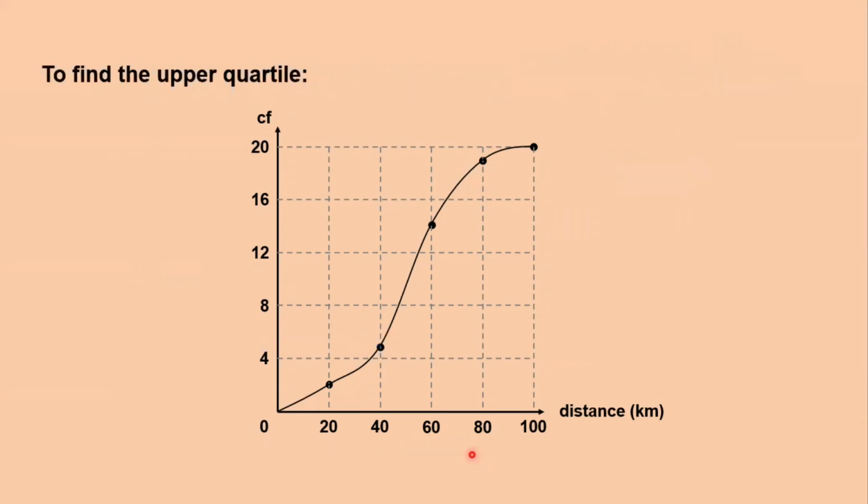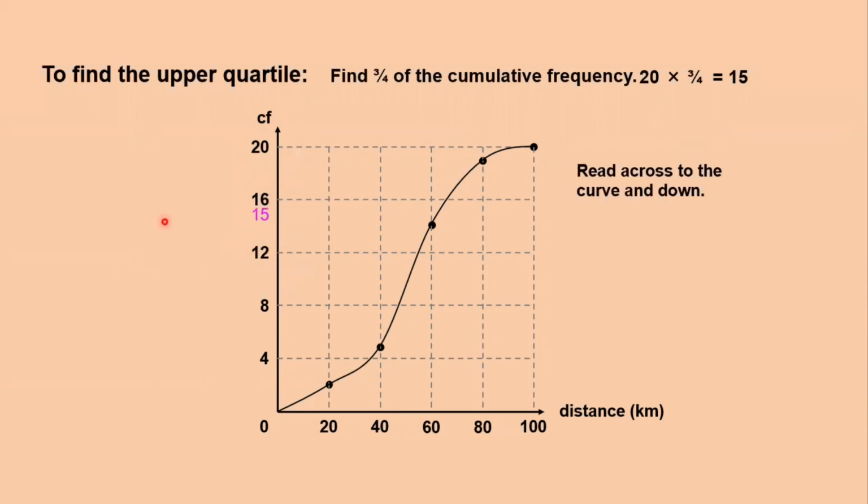Now to find the upper quartile, we find 75%, that is 3/4 of the cumulative frequency. 20 times 3/4 gives 15. So 3/4 of 20 is 15. We move to 15 on the y-axis, go straight across till we reach the graph, and then drop down, and we reach 62. So the upper quartile is 62.